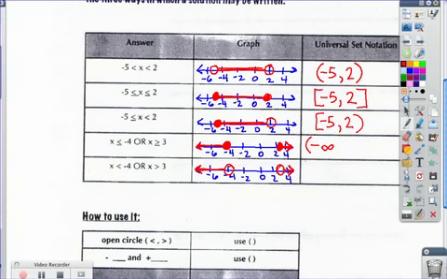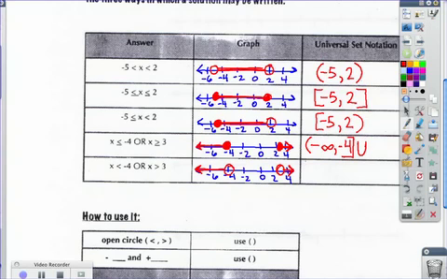Our last one, we start at -infinity and therefore use parentheses. And it goes until -4, not including -4, so we use parentheses, U, and then 2, not included, up until infinity.